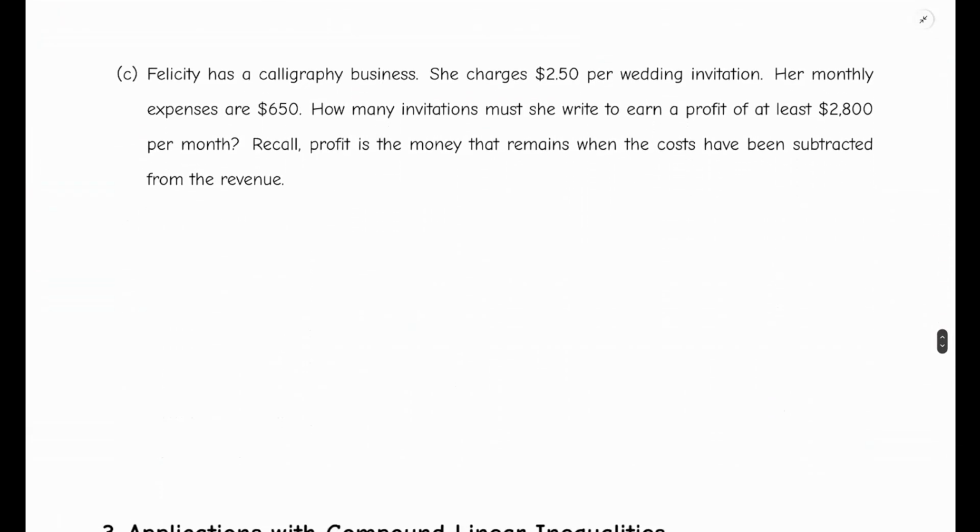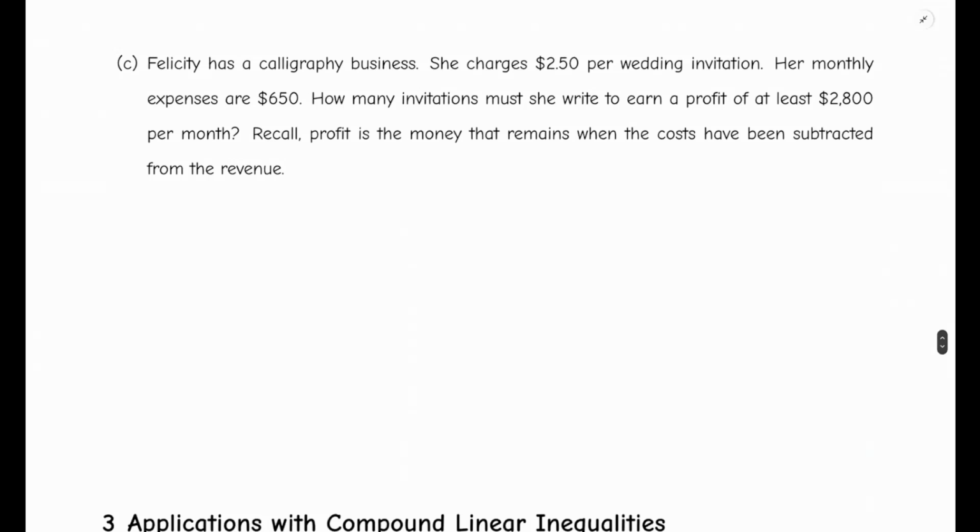Part C. Felicity has a calligraphy business. She charges $2.50 per wedding invitation. Her monthly expenses are $650. How many invitations must she write to earn a profit of at least $2,800 a month? Recall that profit is the money that remains when costs have been subtracted from revenue.